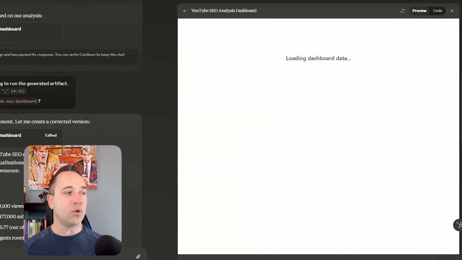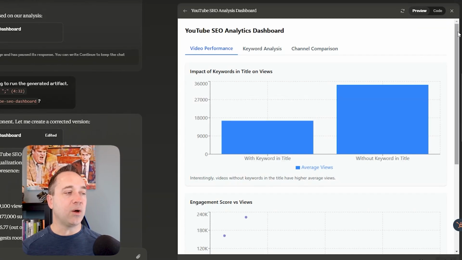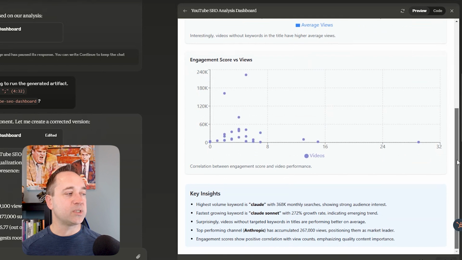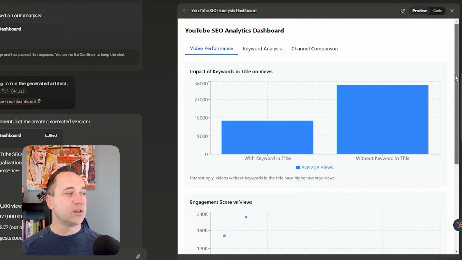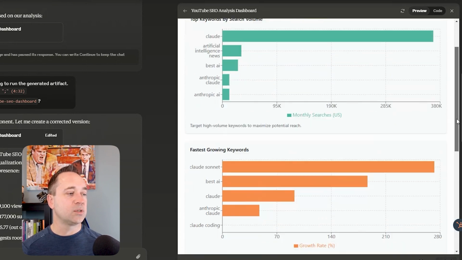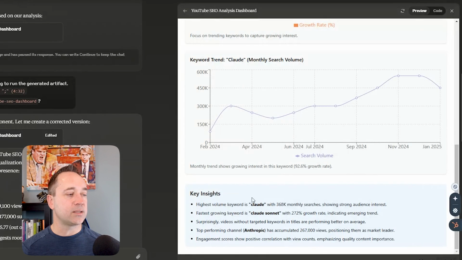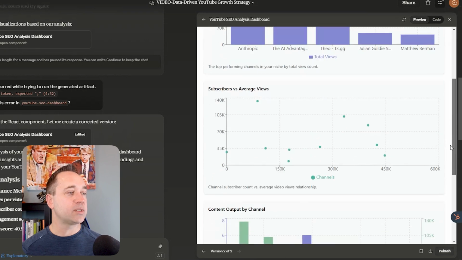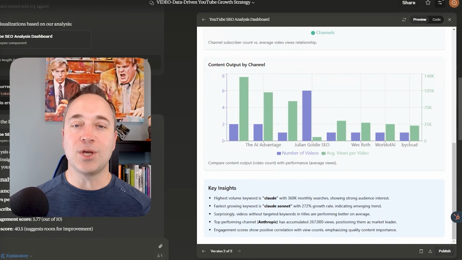So it basically created this whole interactive dashboard without me asking any extra work. It has the different areas I could look at if I were trying to make decisions, and then it gives a summary at the bottom, which I thought was cool, like key insights. I didn't even ask it for that. Same thing on the keyword analysis. It talks about the best ones for search volume, fastest growing results, trends. And once again, it's got the key insights. So Claude Sonnet has a 272% growth rate, so it's an emerging trend. And then last but not least, we have the top channels, subscribers, and content output by channel.